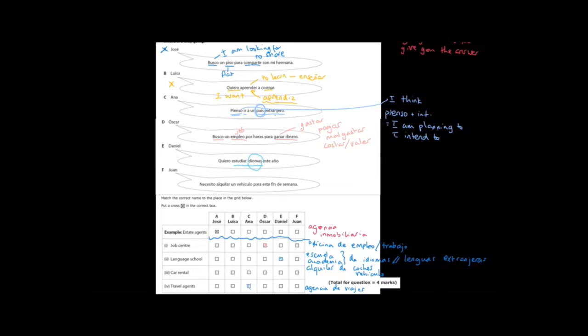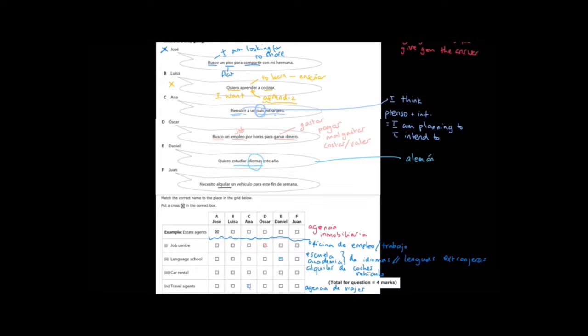And also for idiomas, do remember some languages. Most languages are cognates, but remember the language alemán, German. It's not a cognate, and if they have to choose a language, this one tends to be a likely one. And then we've got Juan, who says, necesito alquilar un vehículo. Alquilar, to rent.